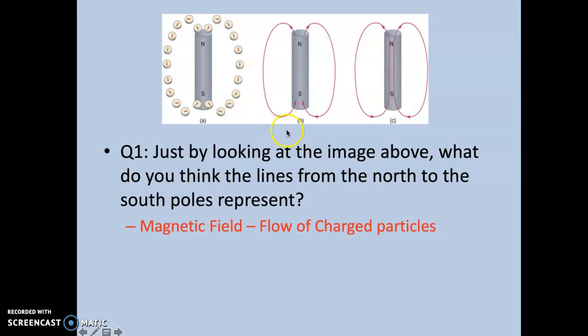So if I look at this image above, what do you think the lines from north to south represent? It represents the magnetic field of that magnet, or the direction that charged particles will flow.